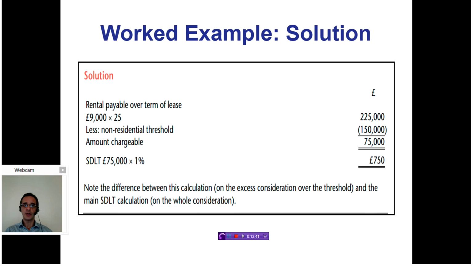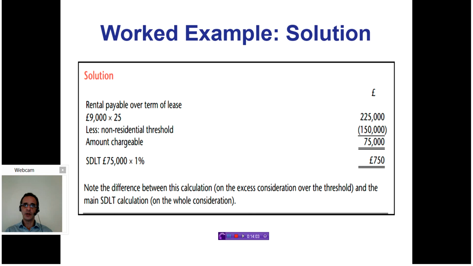Okay. So the answer in terms of the full value of the rents is 225,000. We're looking to take out 150,000 in the lower band level for non-residential, and then just simply multiply 1% times the excess. It is the excess and not the full value.